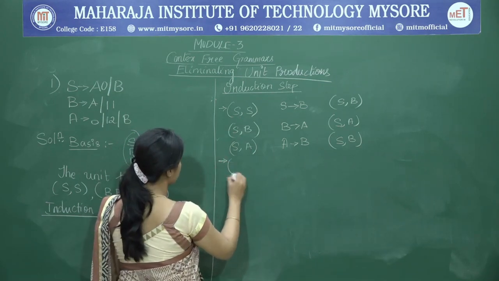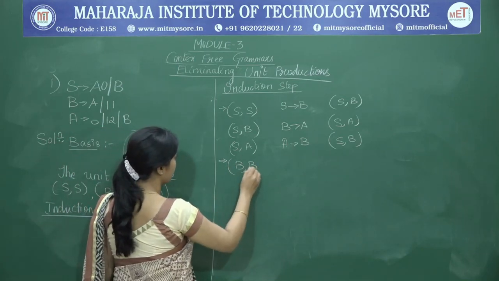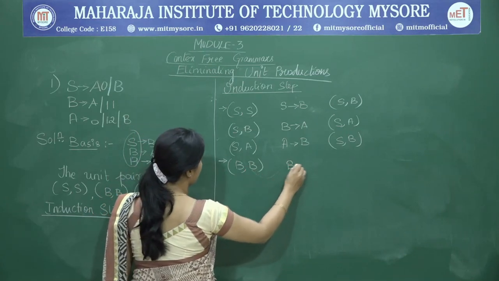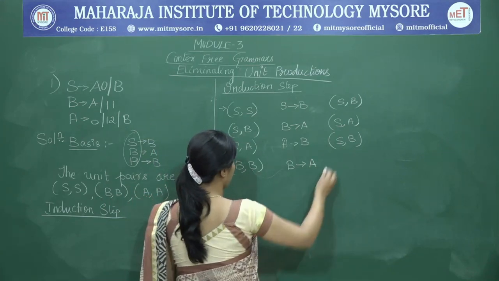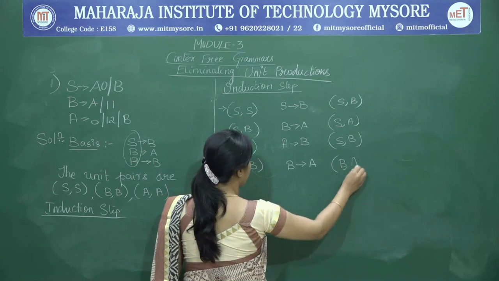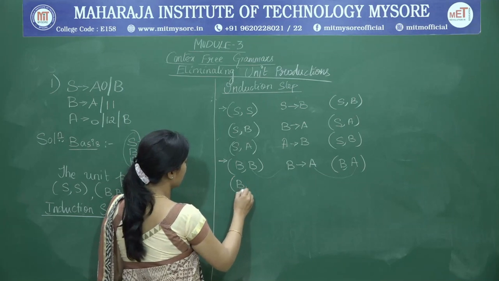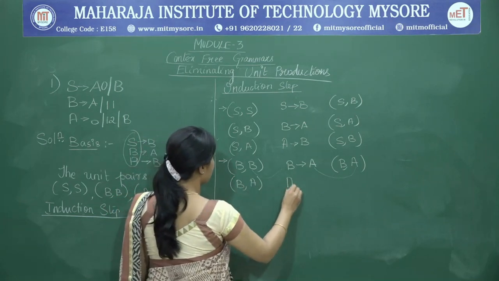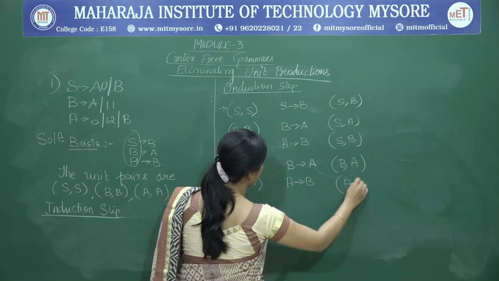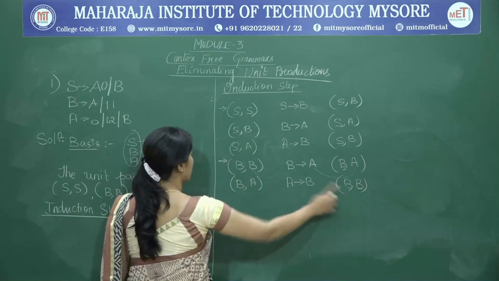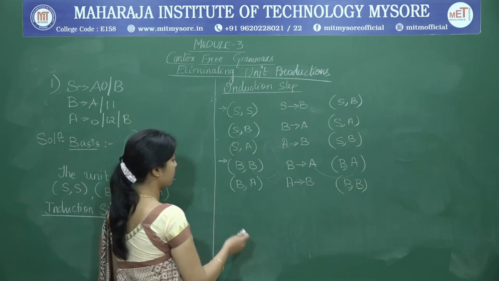Next we are going to consider B comma B. Next we will see if this B has got any unit production, which is B goes to A. Therefore, B comma A is also a unit pair. Next, consider B comma A and we have the production A goes to B. So, B comma B is the unit pair, which is already considered. Therefore, stop looking into more unit pairs.